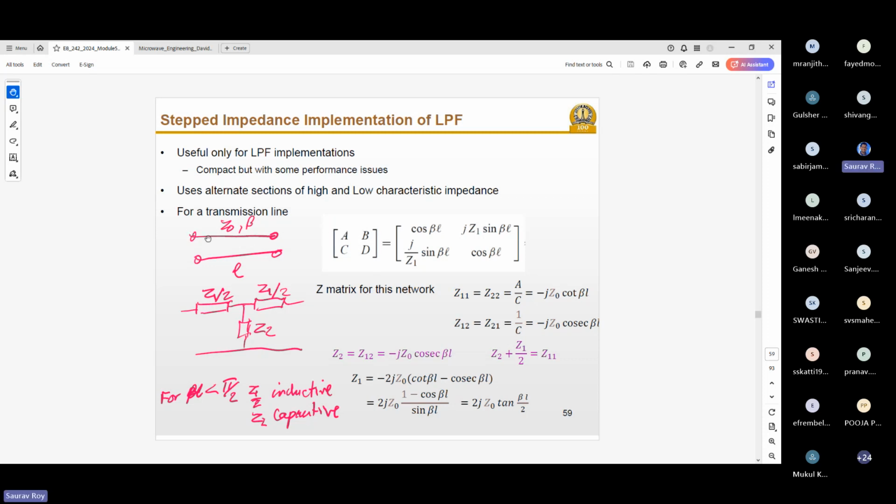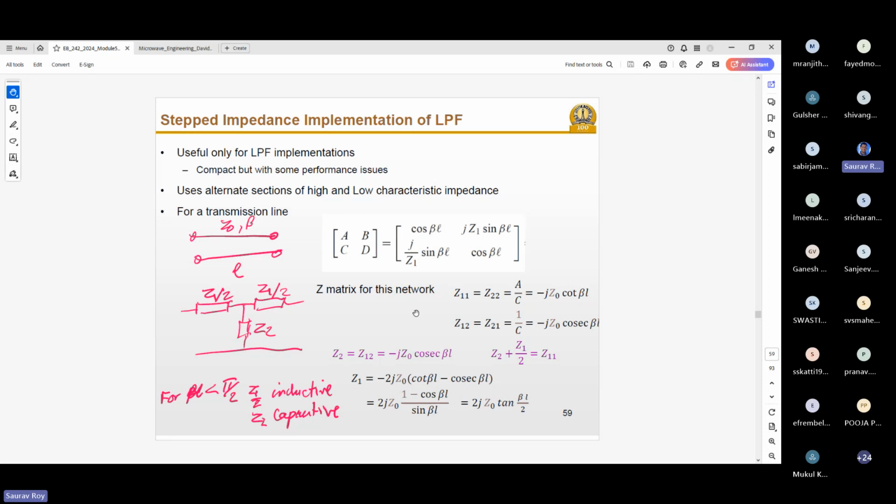For a microstrip line on the left-hand side, you should actually calculate yourself how these ABCD matrices can be derived. You should derive that. Now, let's say we use this ABCD matrix to implement a T network like this, which is required for our normal L and C filter, right?